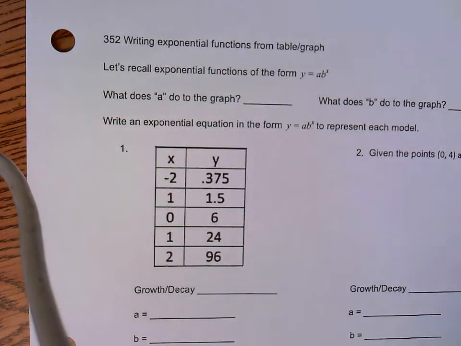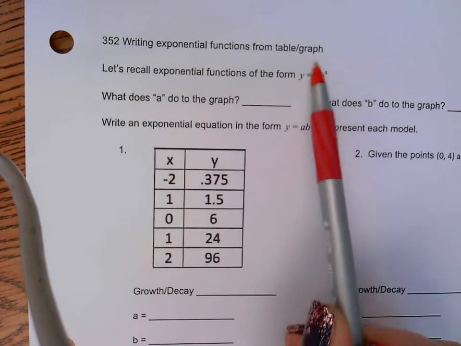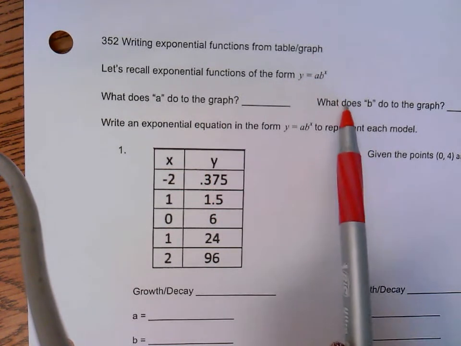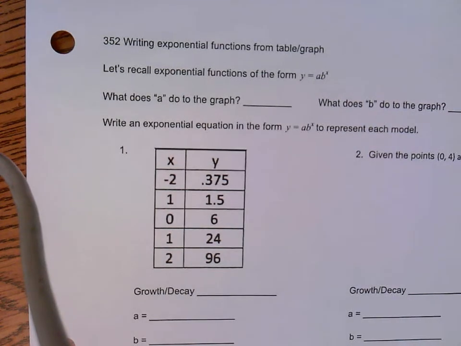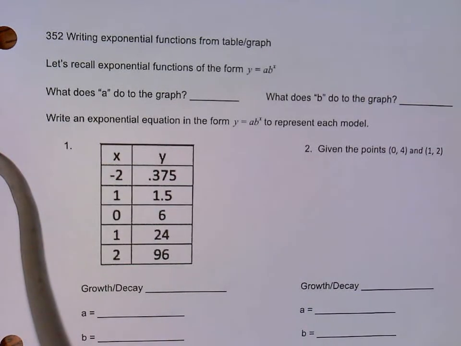Exponential functions, a times b to the x. I think you did a video on what a does to the graph and what b does to the graph on one of your virtual days. Does anyone remember what a and b do to the graph? a changes the y-intercept, remember? Do you remember that or no?